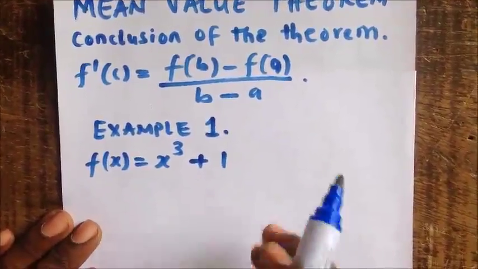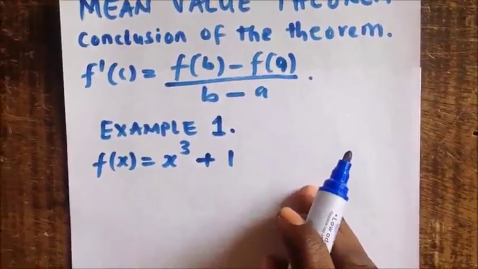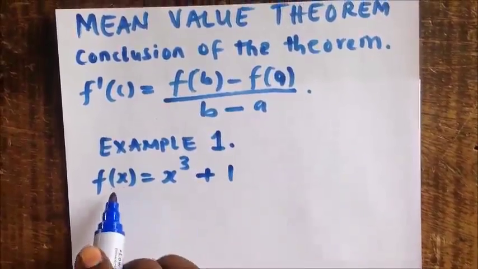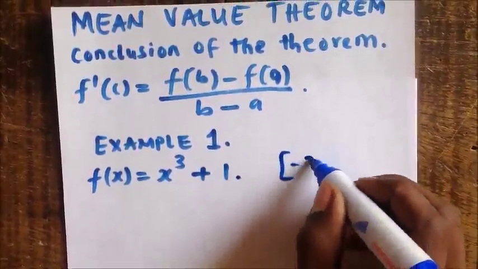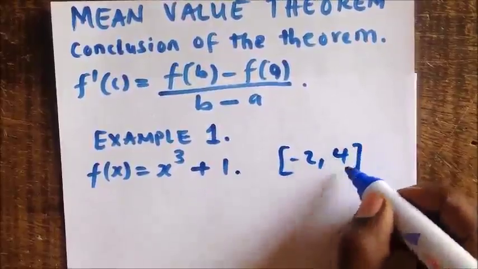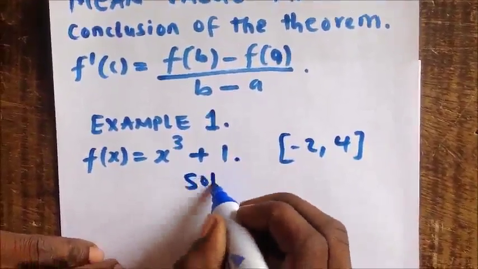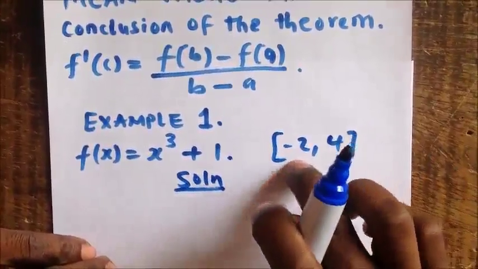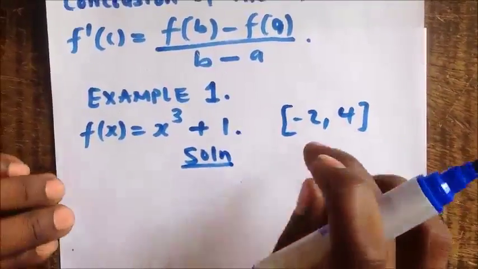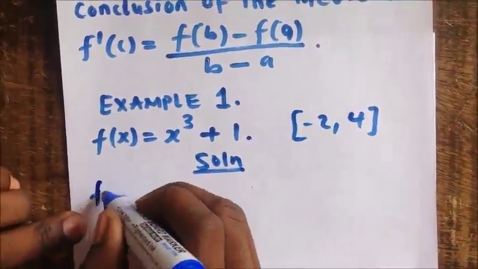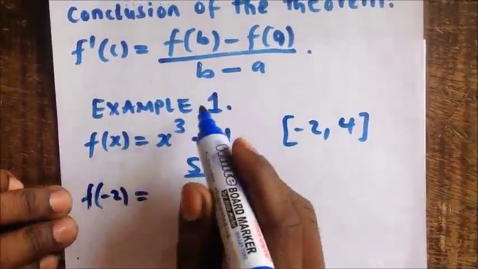For example, we are asked to prove that this function satisfies the hypothesis of the mean value theorem. The function is given as f of x equals x cubed plus 1 on the interval minus 2, 4. To prove this, we should test f of a and f of b to see whether the function is continuous at these points. Starting with f of a, our a is minus 2, so anywhere we have x in the function, we replace it with minus 2.